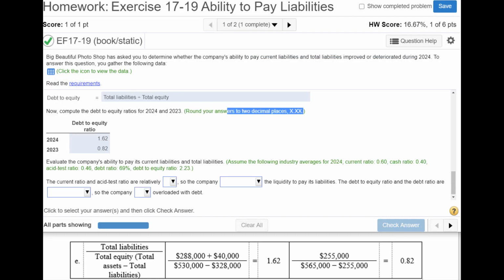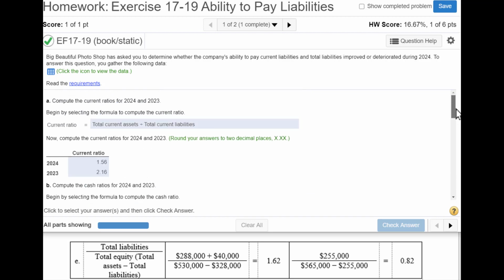Now we're going to analyze our results. So first we're going to look at the current ratio and then the acid test ratio. Let's compare the current ratio versus the industry average. Industry average is 0.6. So ours is 1.56. The industry average is 0.6, so there's a huge difference.